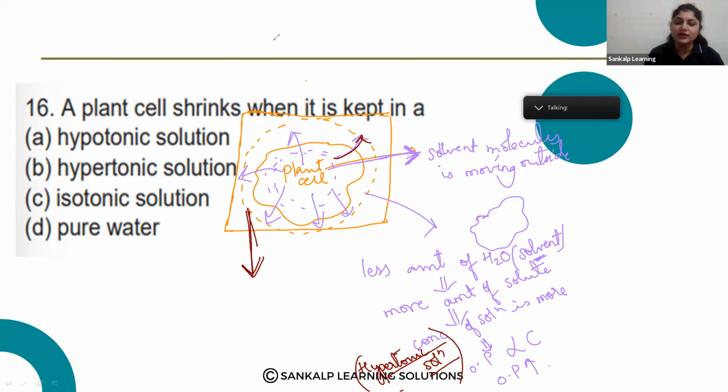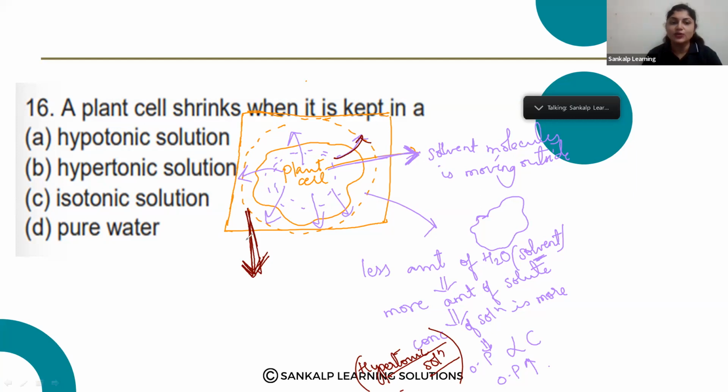So what will happen here? The amount of water will be more. Now what will happen to the amount of solute? The amount of solute will be less, right? What will happen to the concentration? Concentration also will be less. If concentration is less, then it is called a hypotonic solution.